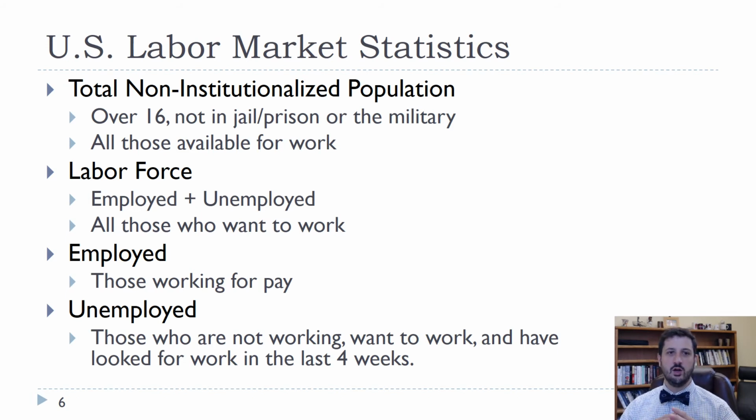So we look first at the total non-institutionalized population, and so that's people who are over 16, not in jail or prison or the military, and we can think of that group as everybody who's available for work. Then the labor force is the same. It's the employed plus the unemployed, so all of those people who want to work.